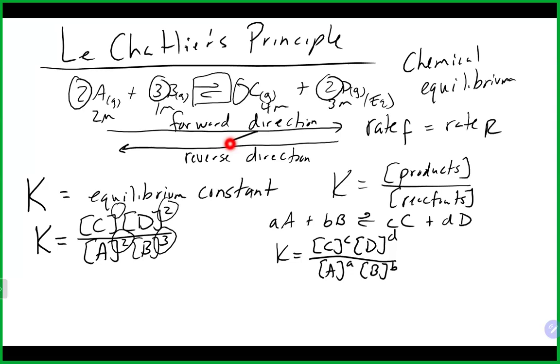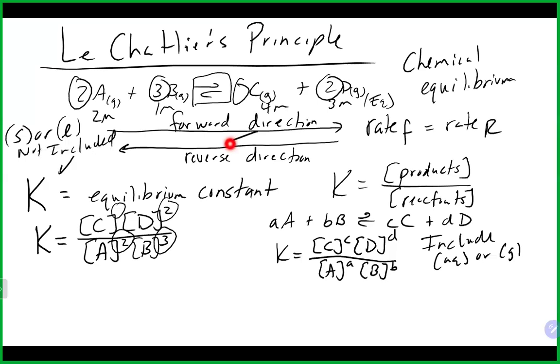So in general, you take products over reactants. For the things that go into the equilibrium constant expression, you include only things that are aqueous or gases. Anything that is a solid or a liquid is not included in K.